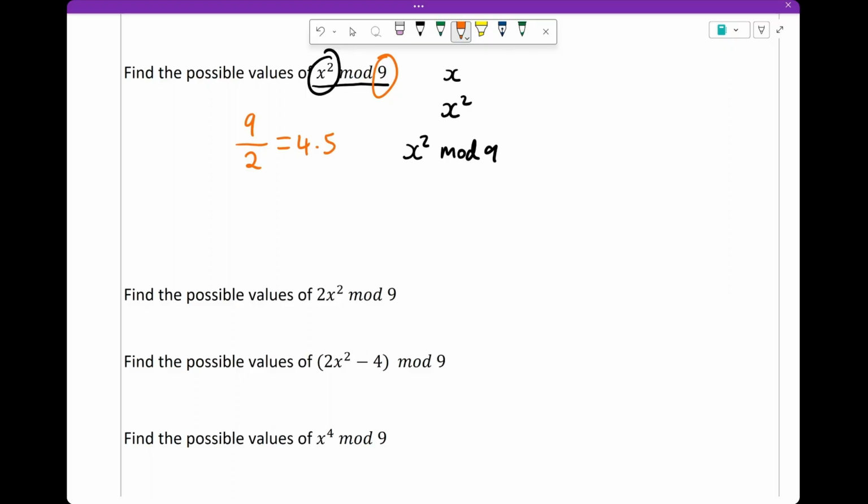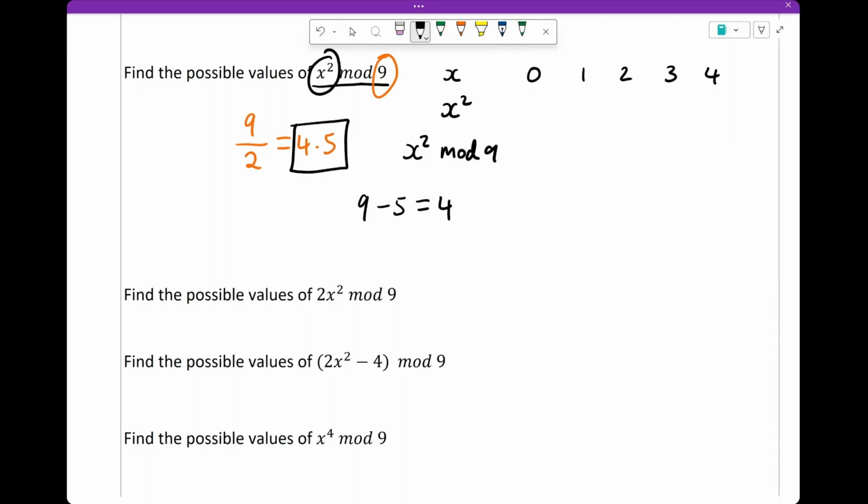So in terms of my x row, I shouldn't have to go above 4.5 because of the symmetry of our quadratic residues. So therefore for x, I'm only going to consider 0, 1, 2, 3, and 4. I don't have to go to 5 because that's above 4.5. And the quadratic residue for 5 should be the same as our mod 9, subtract 5, which gives 4. Okay, so you should get the same value for 4 as you do get for 5, so therefore I shouldn't have to go above 4.